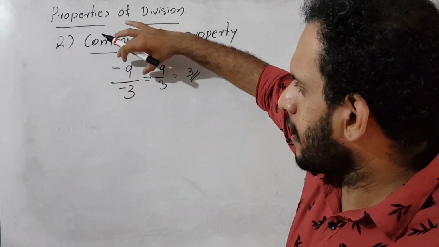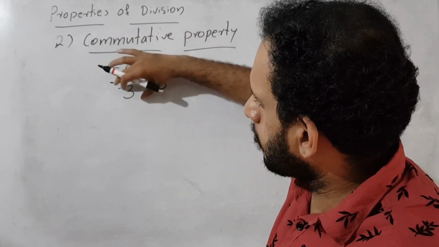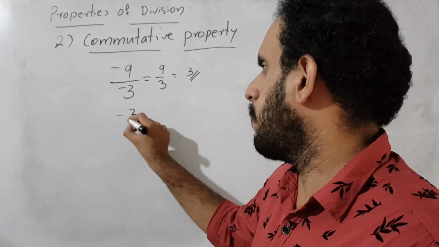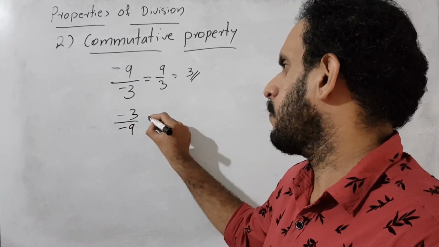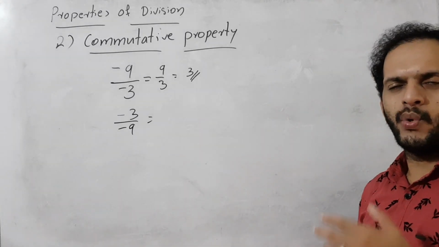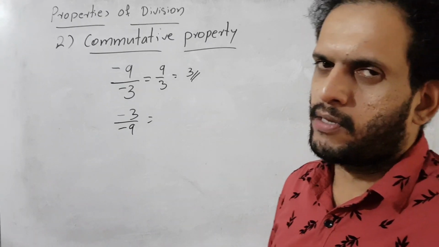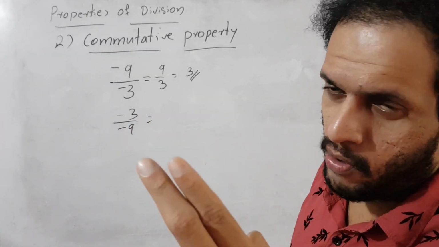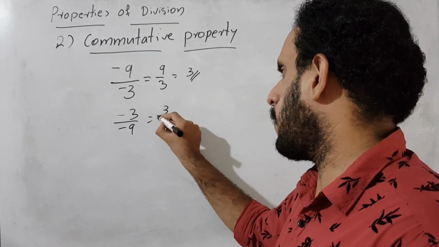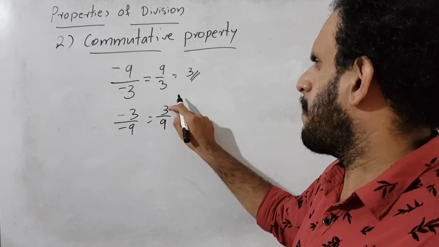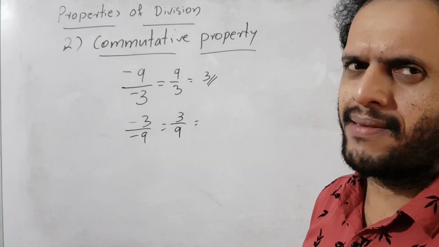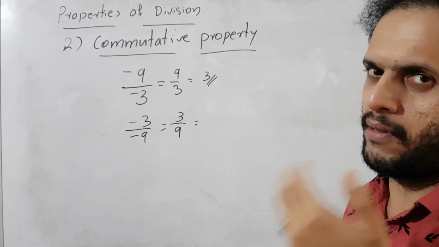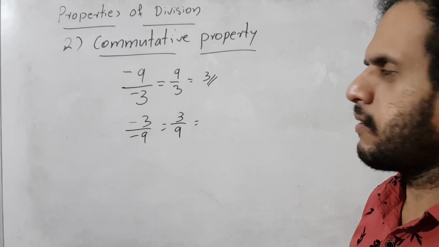How to change? Now we took the numerator minus 9 and denominator minus 3. Then change the order: minus 3 by minus 9. Now also we are dividing two negative integers, so the answer is positive. Is 3 by 9 equal to 3? 9 by 3 is 3, correct, but 3 by 9 is not 3.